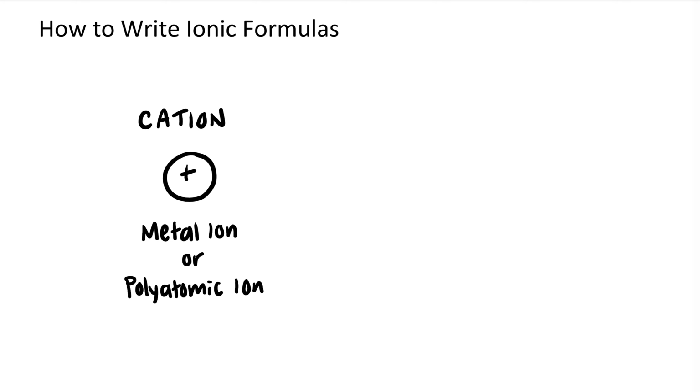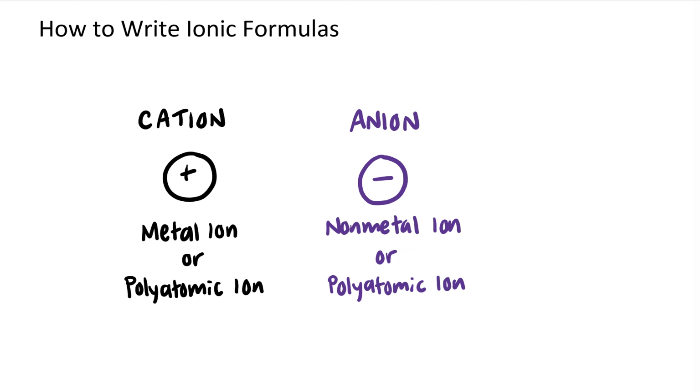The negative ion is called an anion. An anion is a negative ion that is a result of a nonmetal gaining electrons, or that anion could be a negative polyatomic ion. And so in an ionic bond, there is a very strong attraction between the positive cation and the negative anion. Today we're going to learn how to write the chemical formulas for ionic compounds.